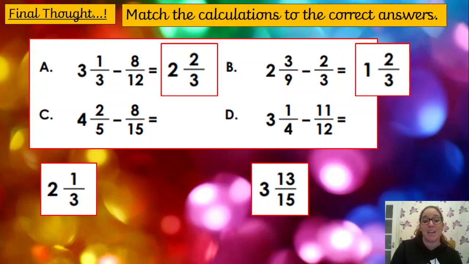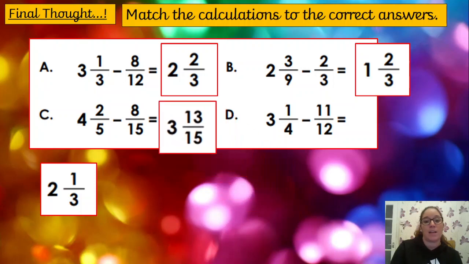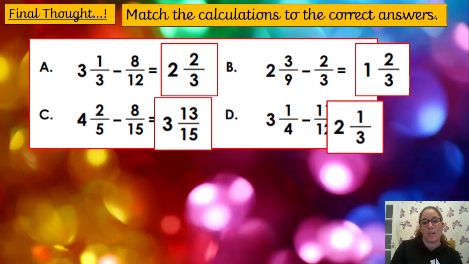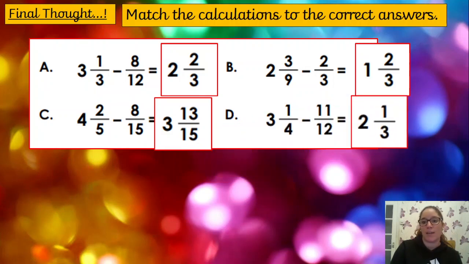Now C kind of gave it away a little bit because our denominator is 15. Okay, so that can't be simplified because it's 13 over 15. So this denominator gave it away. So then last of all, 2 1/3 goes to 3/4 take away 11/12.